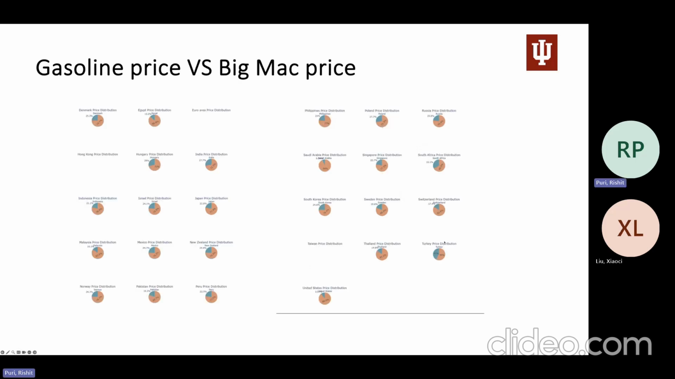Specifically, it can be seen that countries like South Africa had around 33% and 66% of the ratio.